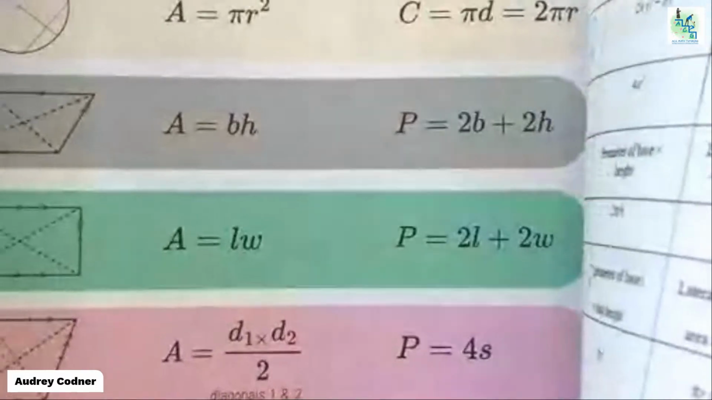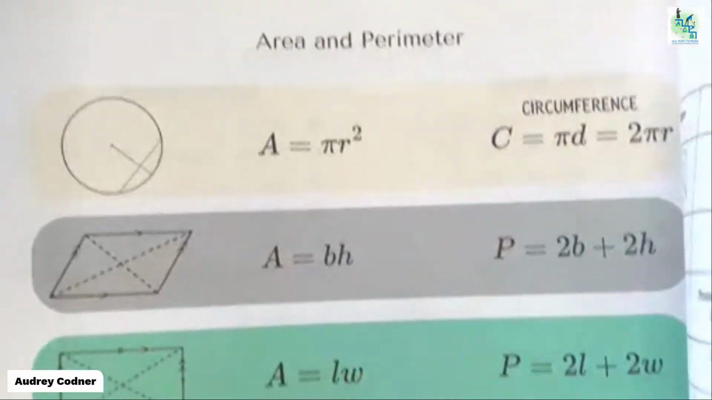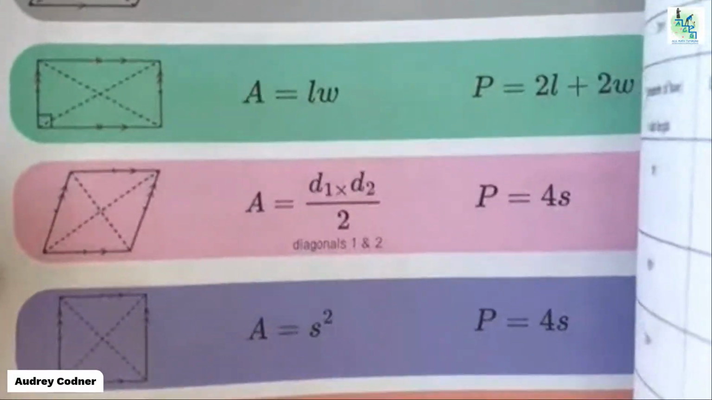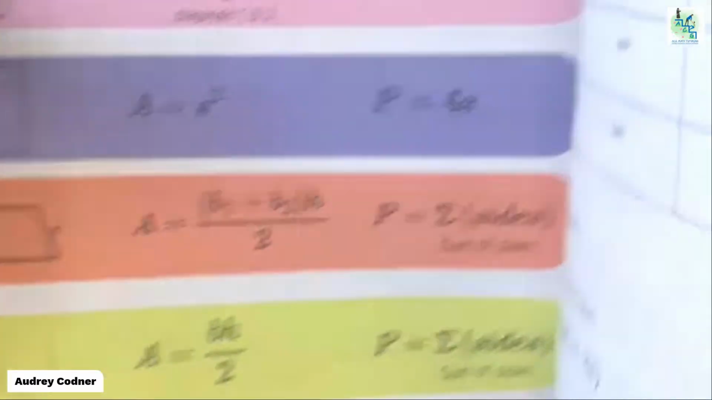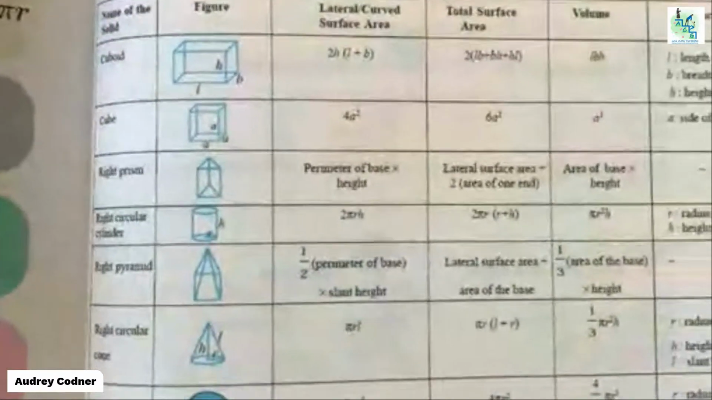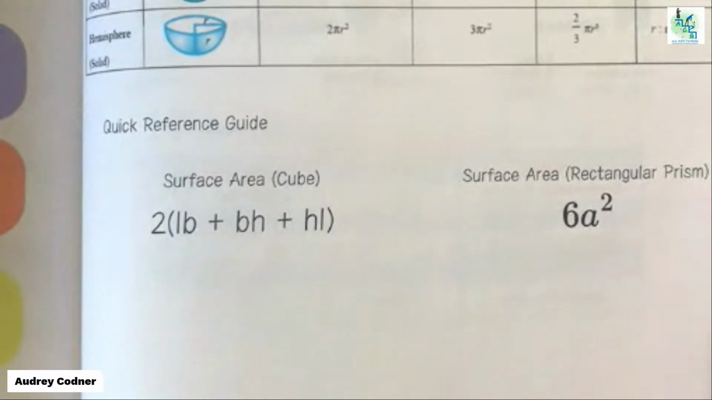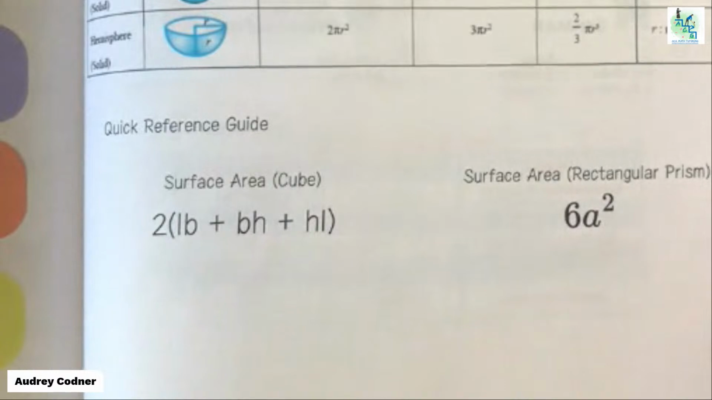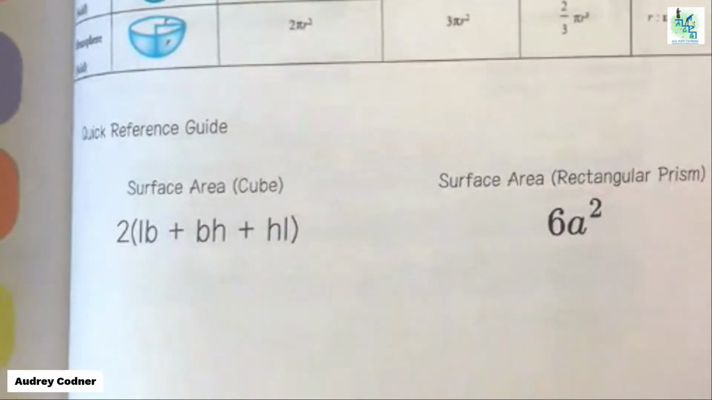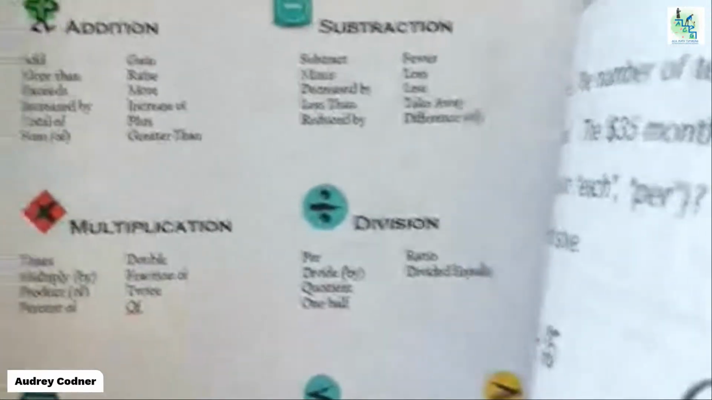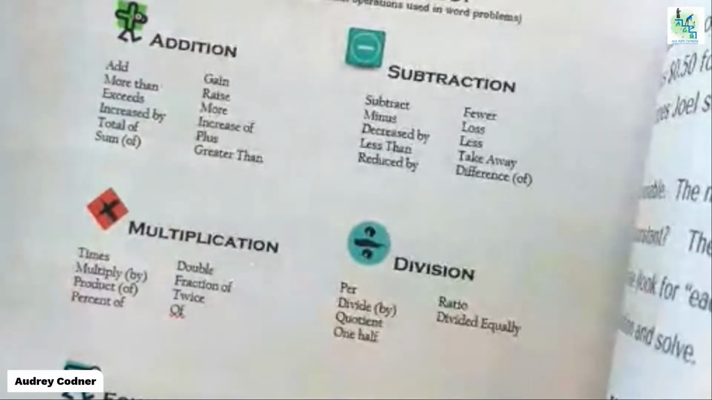And then we have area and perimeter, things that are very useful in that 4th through 6th grade life, as well as the reference page as I had before. But I really want to focus on the surface area of a cube and the surface area of a rectangular prism, because those are used quite often for that age group. Then same with the reference pages here.